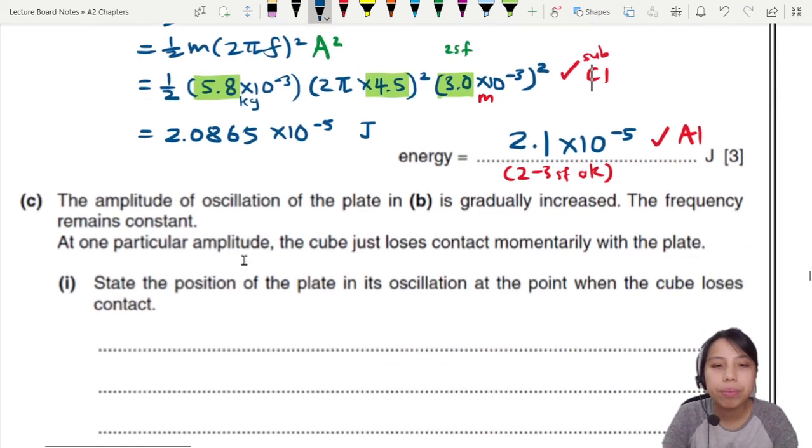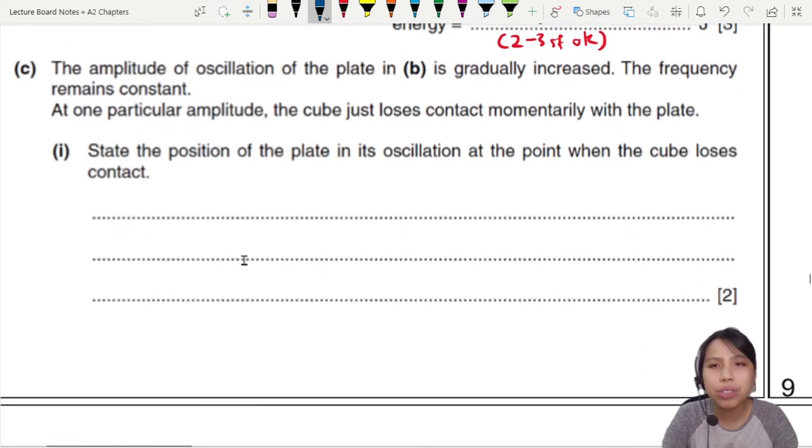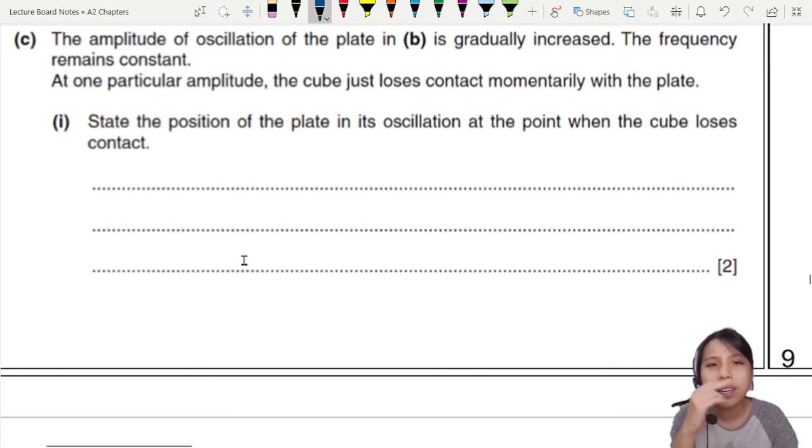Let's move on. This is where things get a bit strange. So the amplitude of the oscillation of this plate is gradually increased.